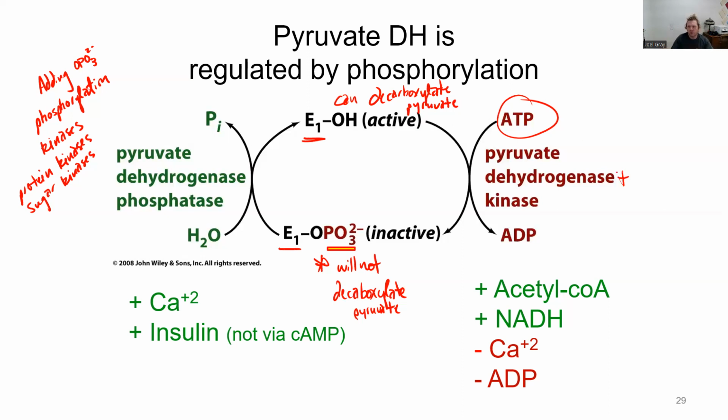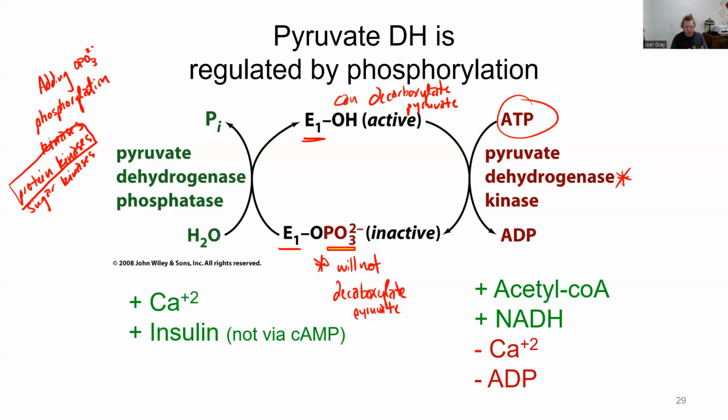Now, pyruvate dehydrogenase kinase is an example of a protein kinase, because what that enzyme is doing is grabbing ATP and transferring a phosphate group onto another protein. A sugar kinase, by contrast, is an enzyme that transfers a phosphate group from ATP onto a sugar, like what we've previously seen with hexokinase and phosphofructokinase. Those are both examples of sugar kinases. All right, so this adds to the regulation of our citric acid cycle.